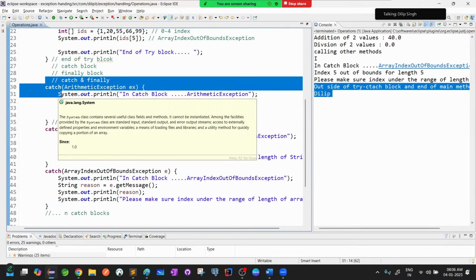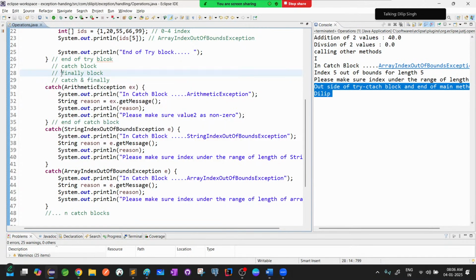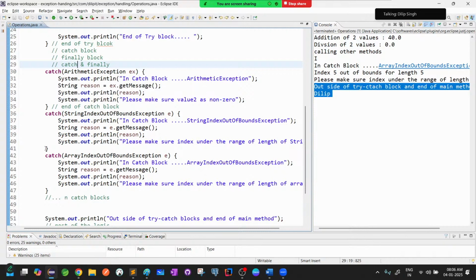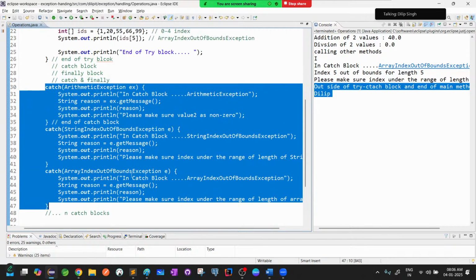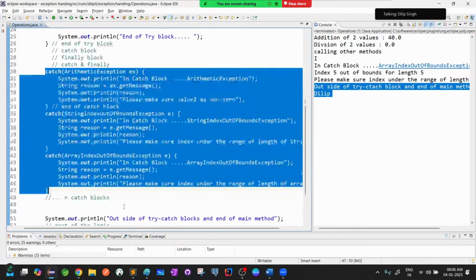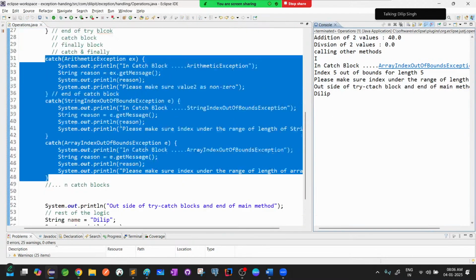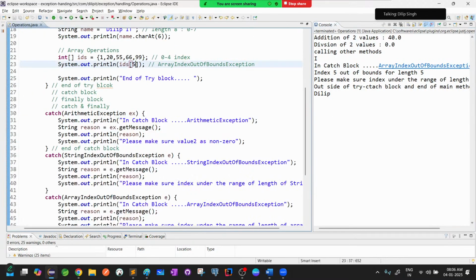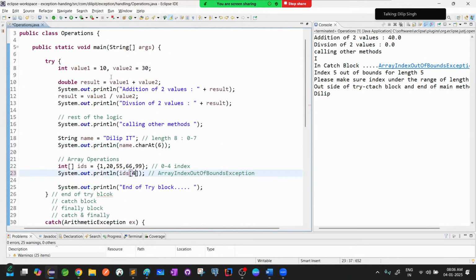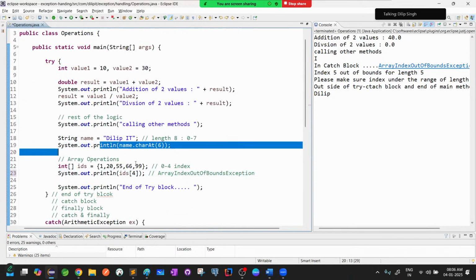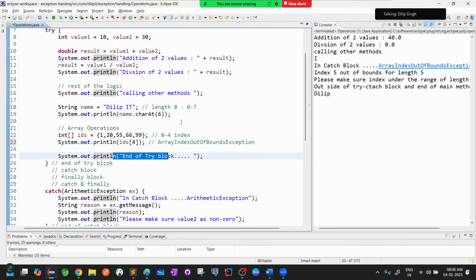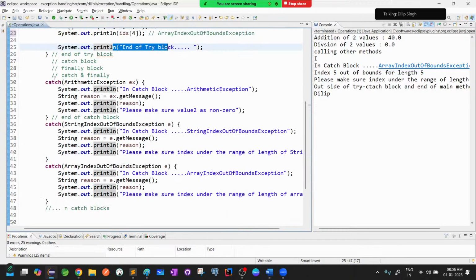I have not discussed finally as of now. I'll involve finally, so we will see try, catch, finally also together. But first understand the rules of all catch blocks with respect to try. Now this is all cool as long as you are not getting any exception. Now I have given 4 here. That means everything is valid, valid, valid, no exception. So nothing will happen with respect to catch.